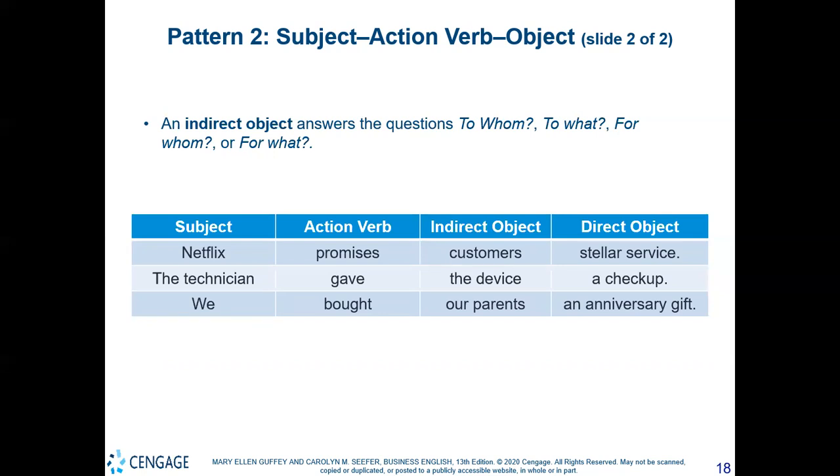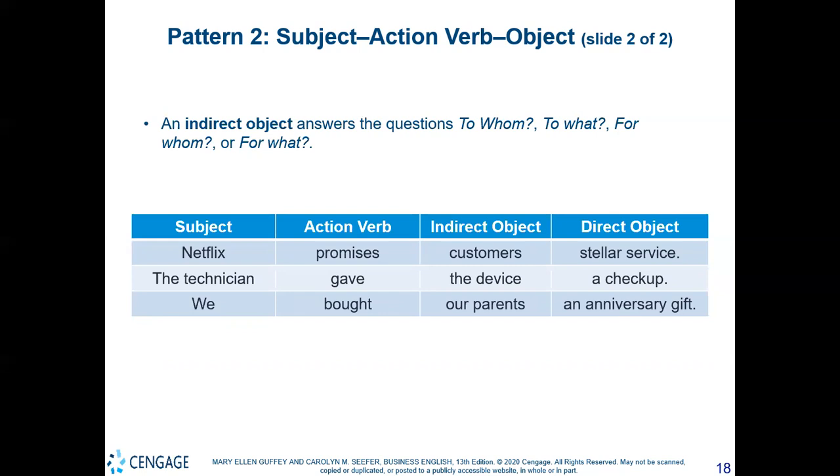Subject, Netflix; action verb, promises; indirect object, customers; direct object, stellar service. Together, this reads, Netflix promises customers stellar service.